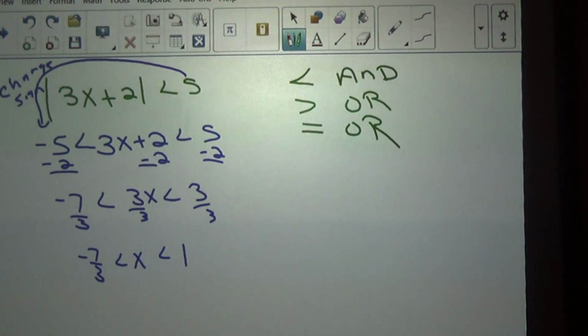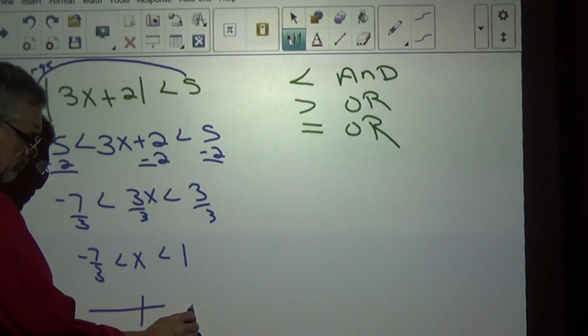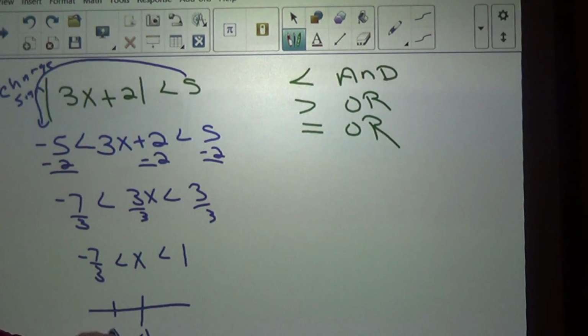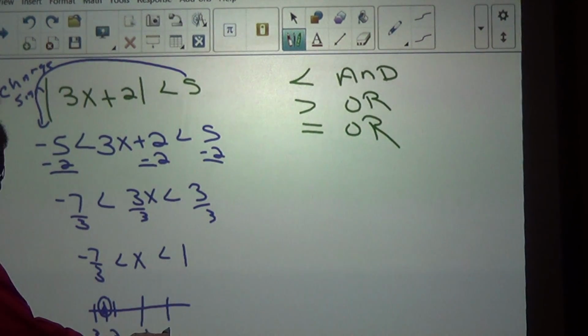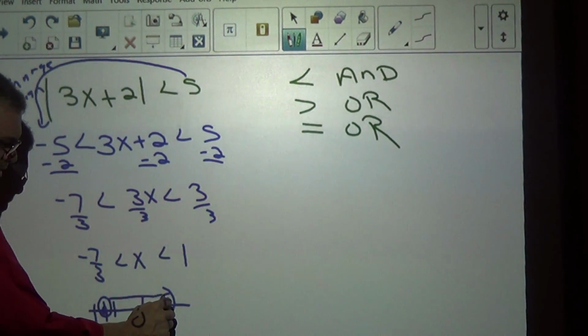Now how would you graph that? It's between 2 and 3, isn't it? Yes. Put a dot there. Actually, no, it's between 3 and 2, yeah. 3 goes in there 2 times. Okay. Put a circle there, my bad. You come over here to 1, put a circle, line join it.